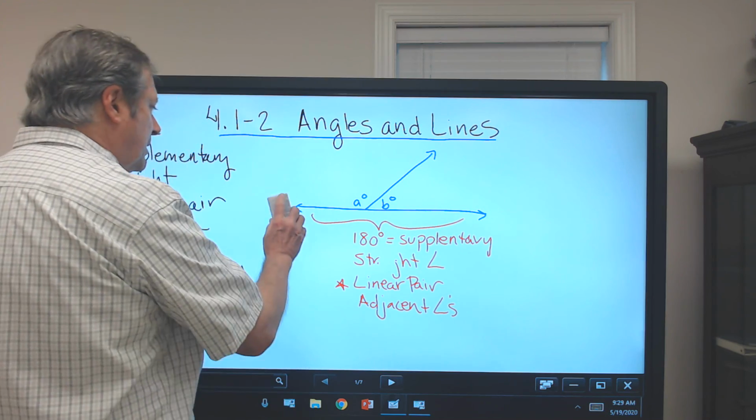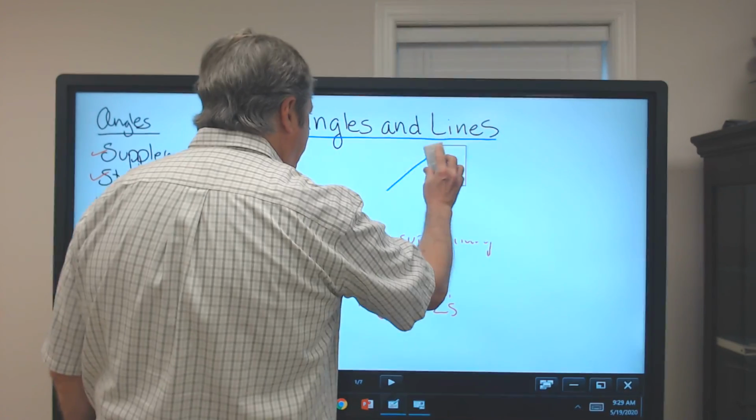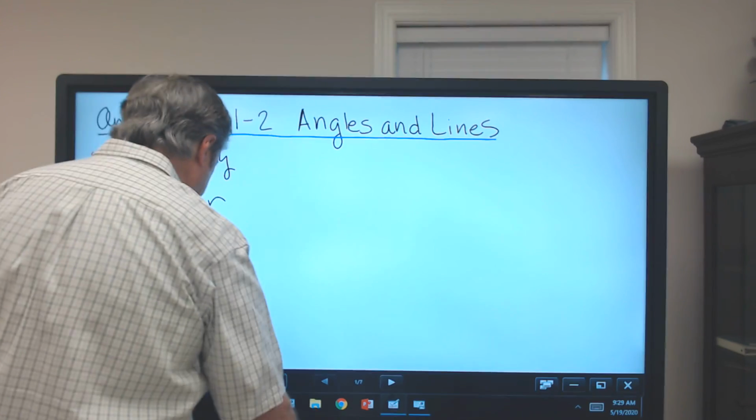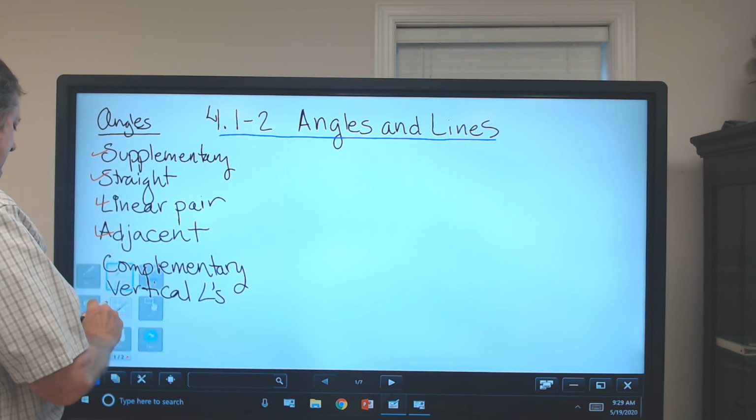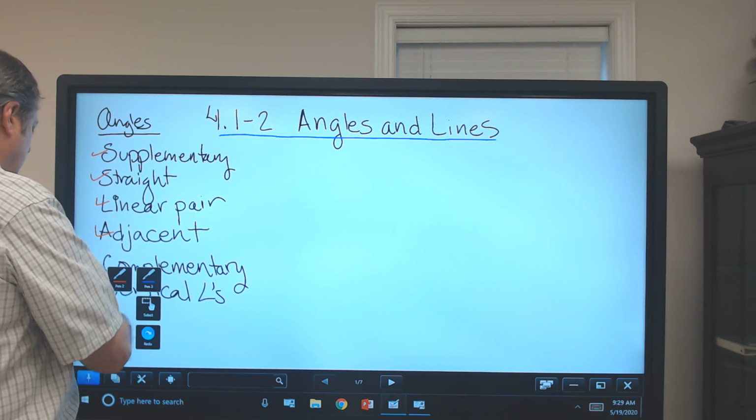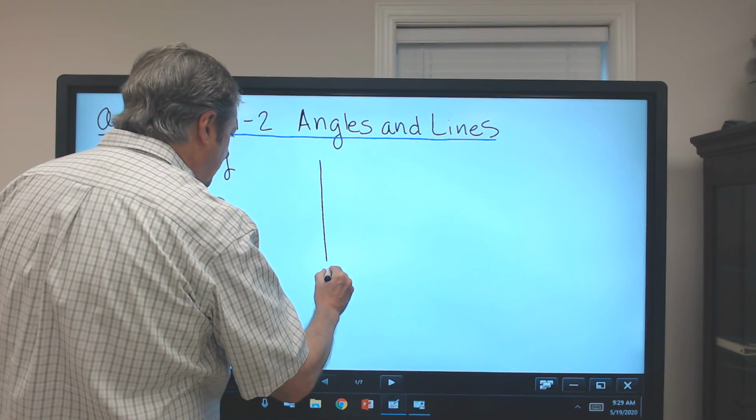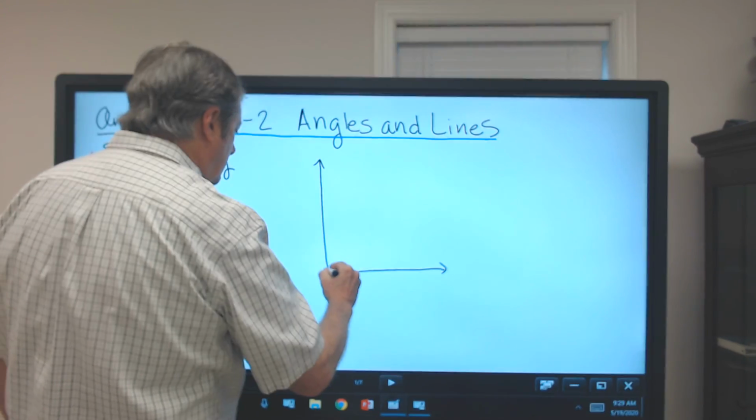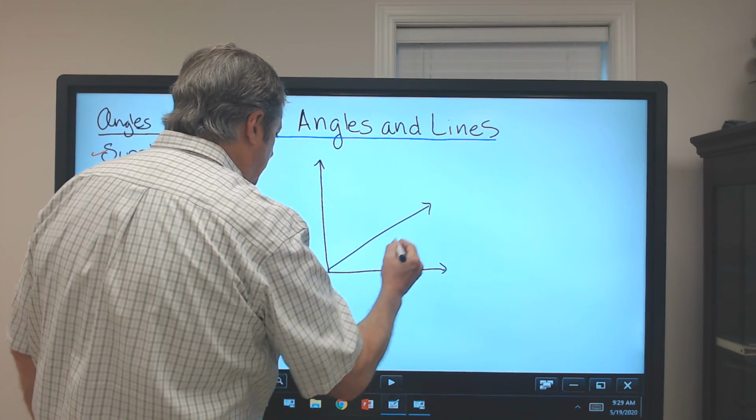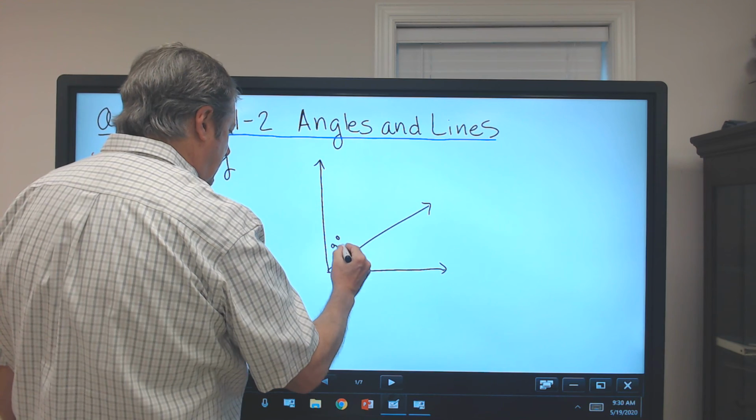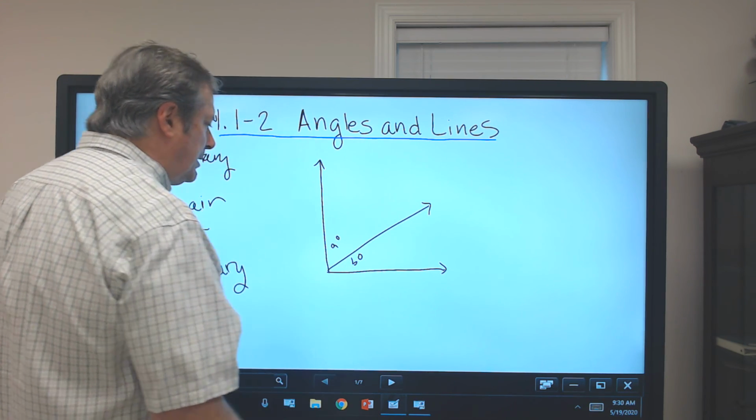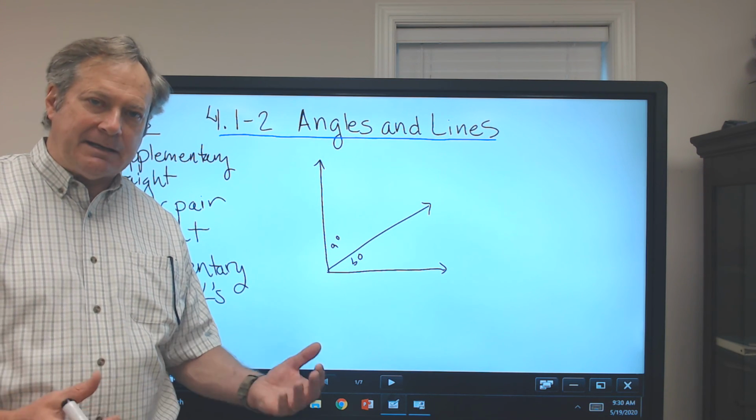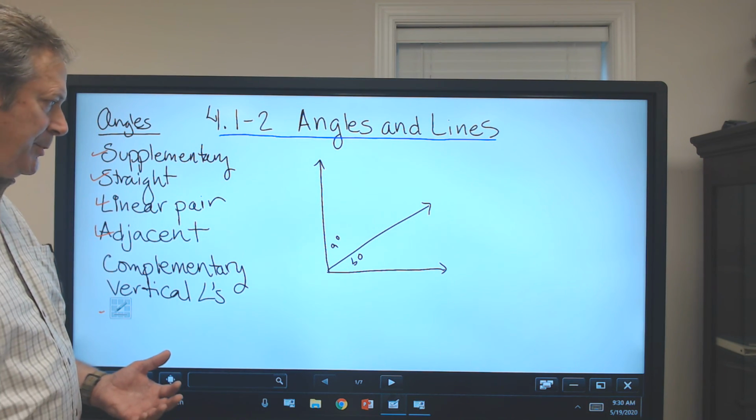Okay, let's do complementary. Many of you can probably guess what that is. You've had that before, I'm sure. If supplementary is 180 degrees, complementary angles, and we'll call that angle A and angle B, form a 90-degree pair.